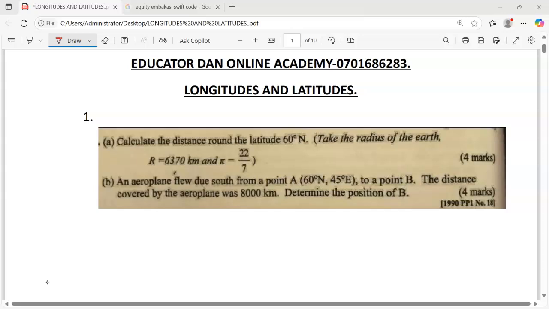We are presenting a question that was done in KCSE 1990 paper 1 question number 18, and the question we have reads, calculate the distance round the latitude 60 degrees north, taking the radius of the earth to be 6370 and pi as 22/7. Since we are supposed to calculate the distance round the latitude 60 degrees north of the equator, we are supposed to calculate the circumference of that latitude at 60 degrees, and circumference will be given by twice pi r cos of latitude.